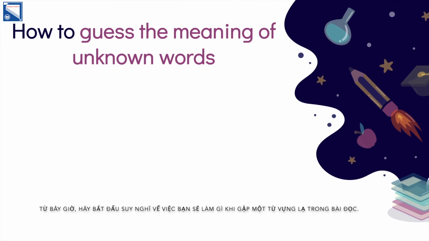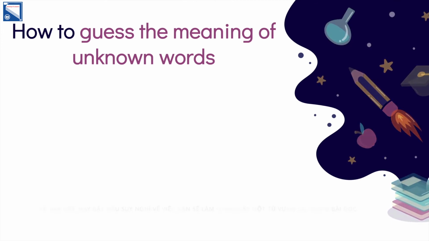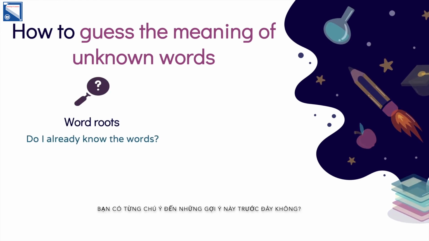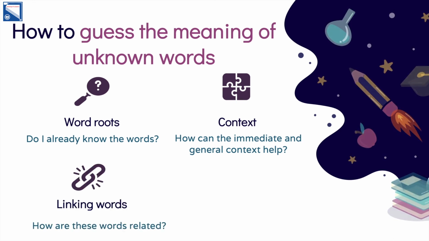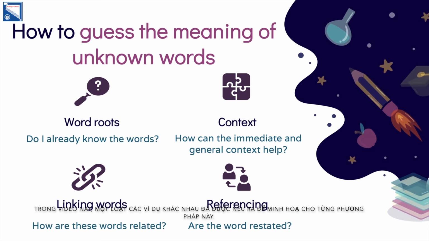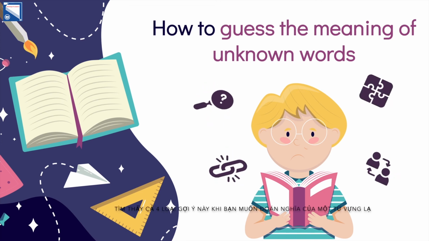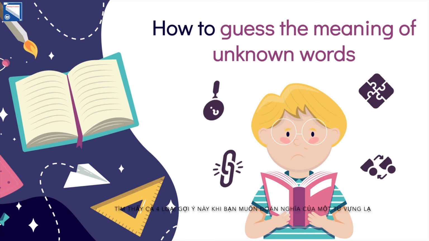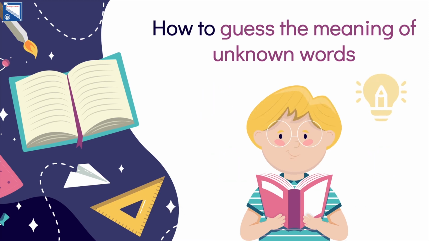For now, start thinking about what you should do when you find a word you don't know while you're reading. Have you noticed these clues before? Do you look for them when you're reading? You might see that we have to use different examples each time to show the 4 techniques. That's why you might feel confused as you can't really find all the clues every time you're looking for a word's meaning. Be flexible. Read through the sentences and choose the most appropriate technique.